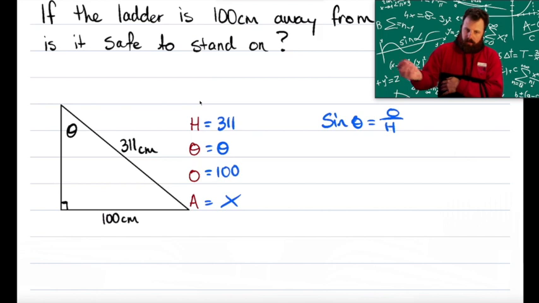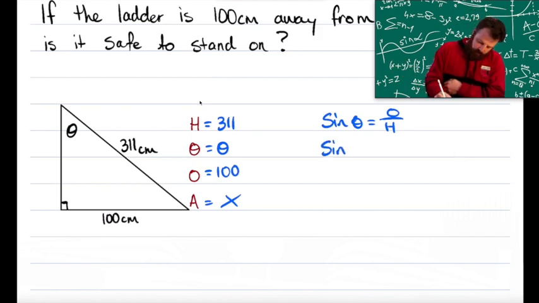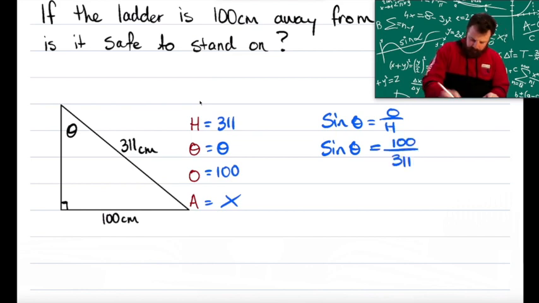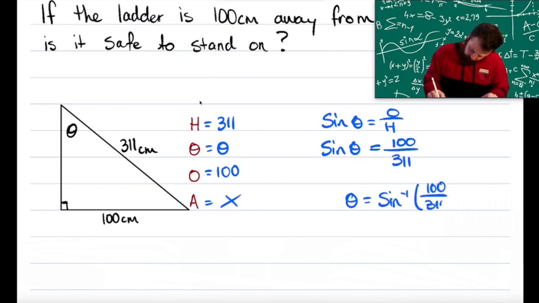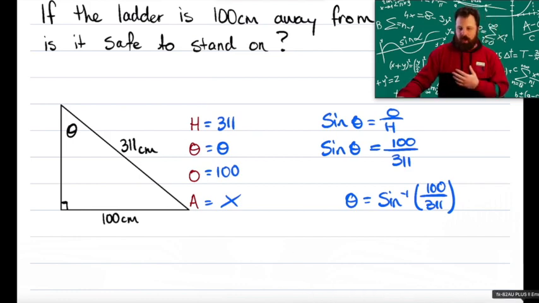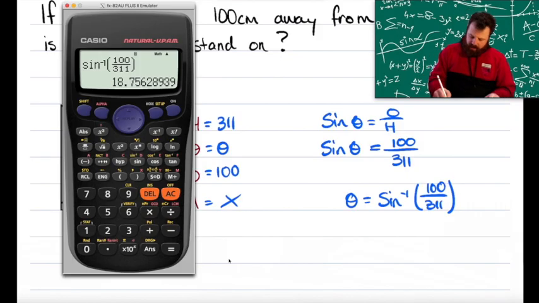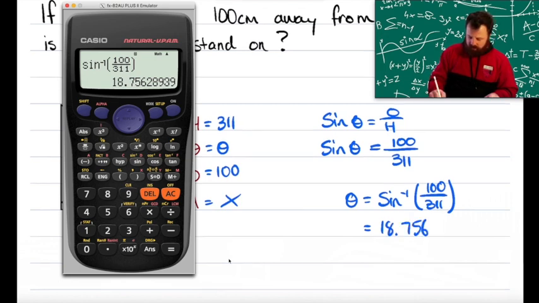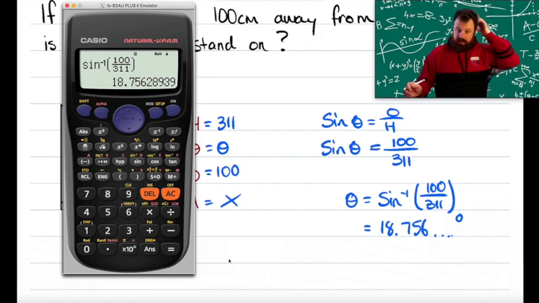Substituting in our information, sine of theta is equal to 100 over 311. Remember, now we use shift sine to find our answer. So theta equals shift sine of 100 over 311. Let's put that on our calculator, and that is equal to 18.756 and so on degrees.